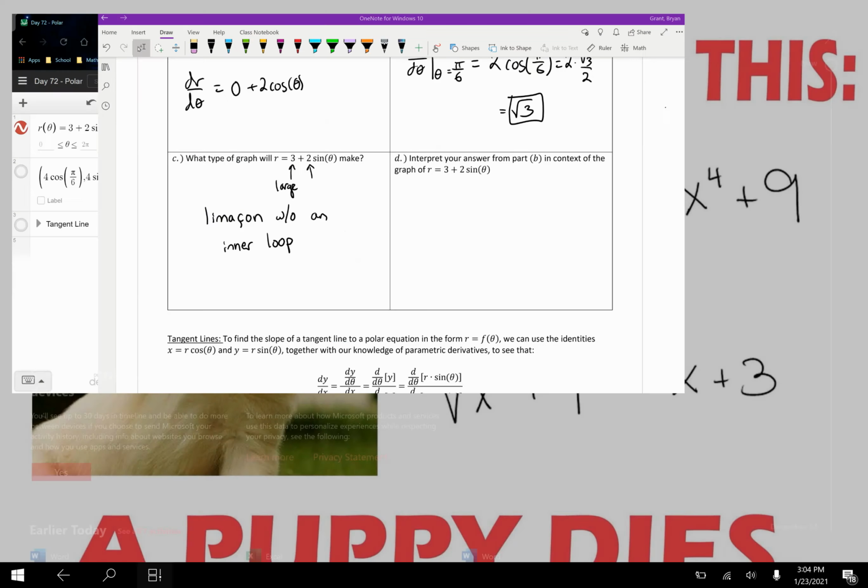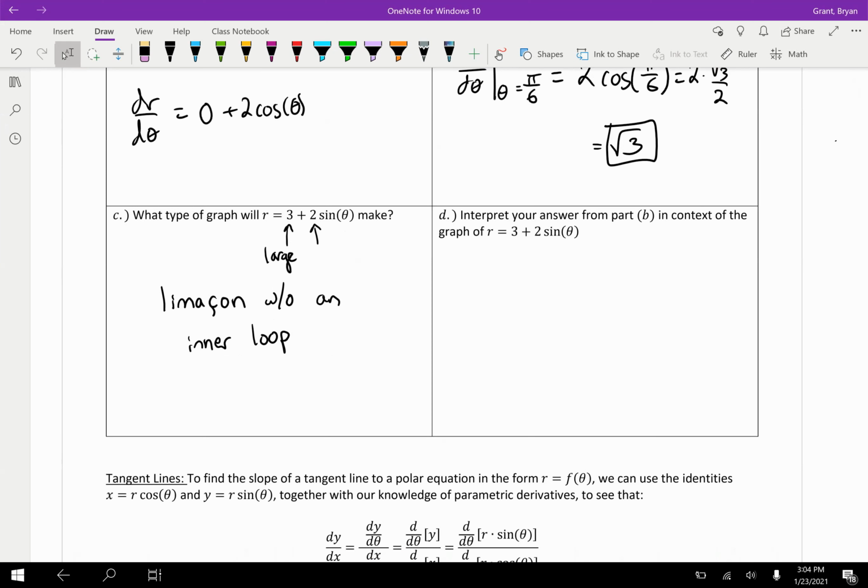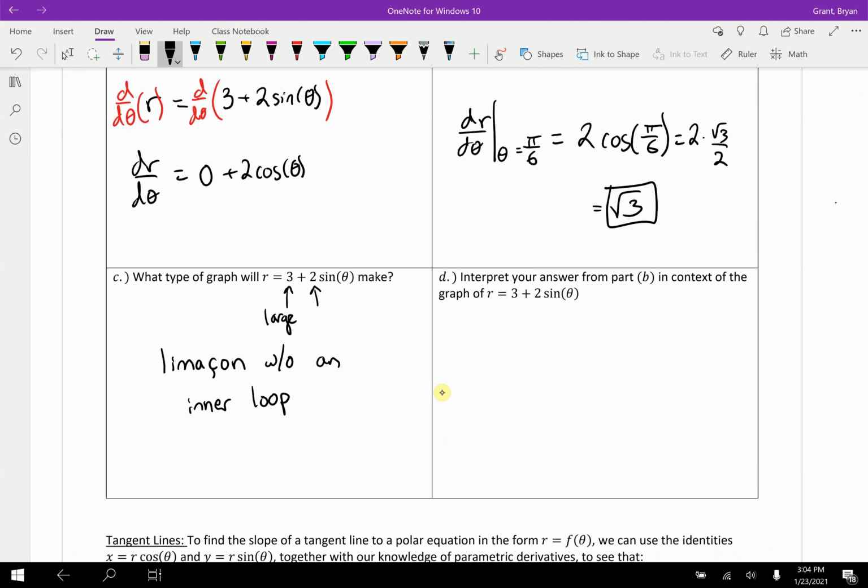So, moving on to our last part. Interpret your answer from part B in context of the graph of r equals 3 plus 2 sine of theta. Ooh, tricky, tricky. So what are we saying here? Well, we're saying if we evaluate the derivative at pi over 6, what does pi over 6 mean, and what does the square root of 3 mean? Well, we know theta is pi over 6, so in terms of our graph, pi over 6 is kind of right about here. I'm just going to draw a little radius, and we can stop anywhere on that radius, but there's pi over 6. There's going to be some specific point there.